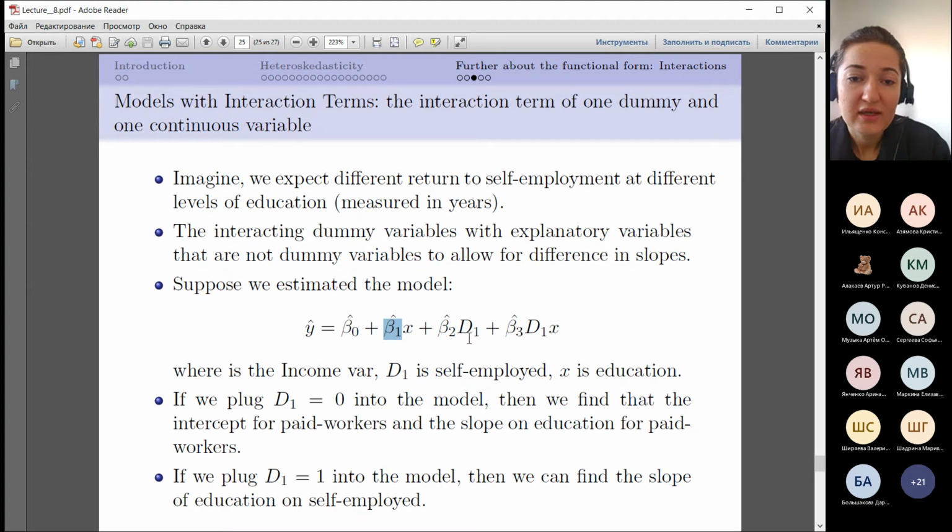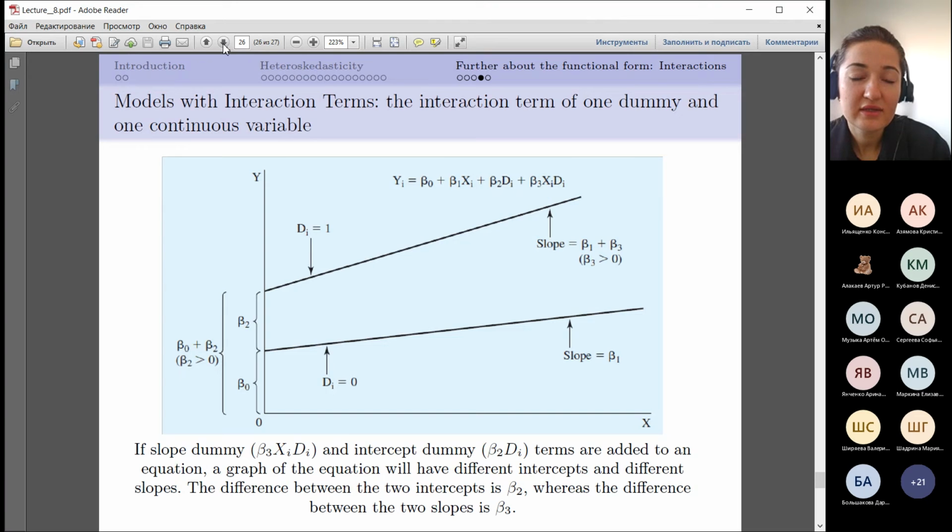But for respondents who are self-employed, it means that the dummy variable equals 1. And if you implement this in the model, you can see that for this group of people, the intercept equals beta 0 plus beta 2, and the slope equals beta 1 plus beta 3. Yeah. So let's take a look at the graph.